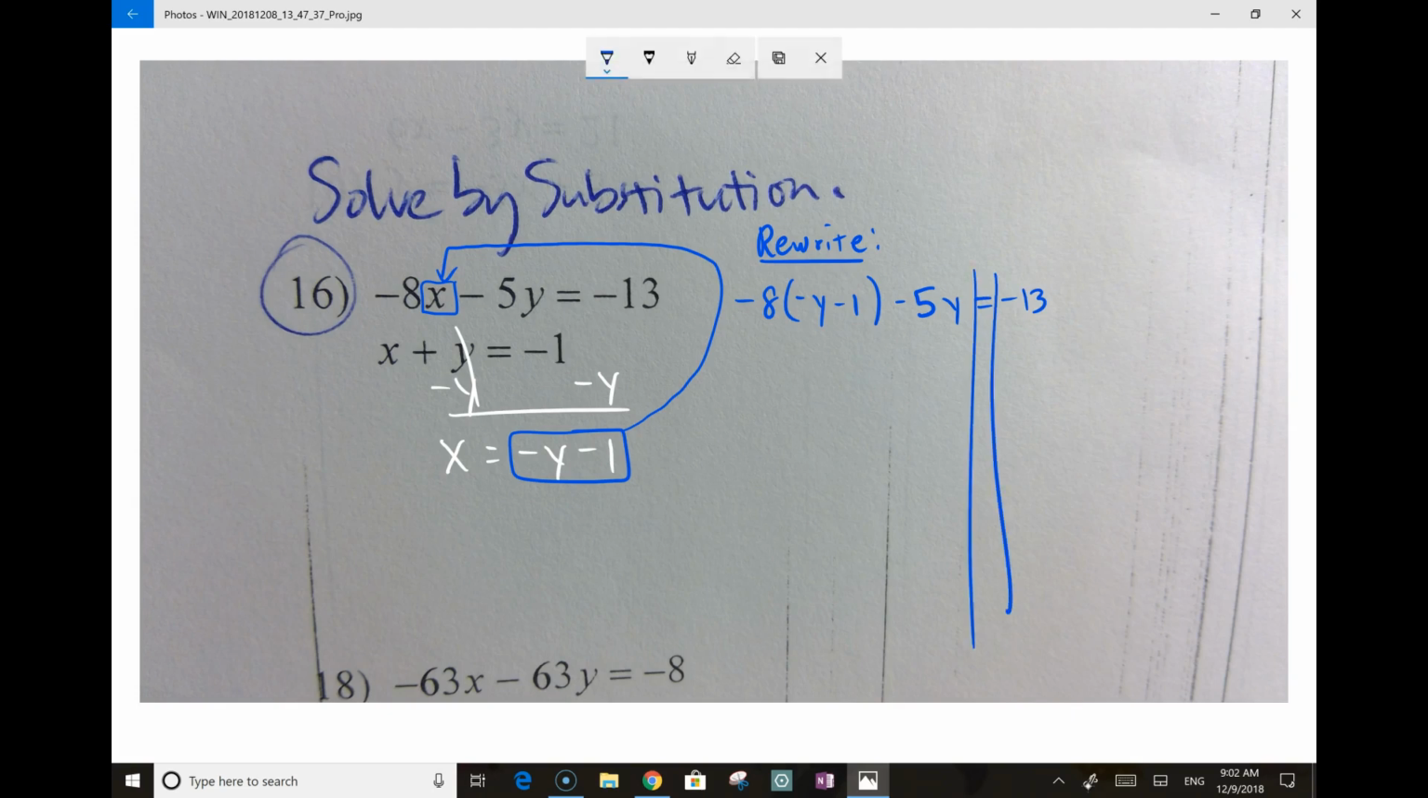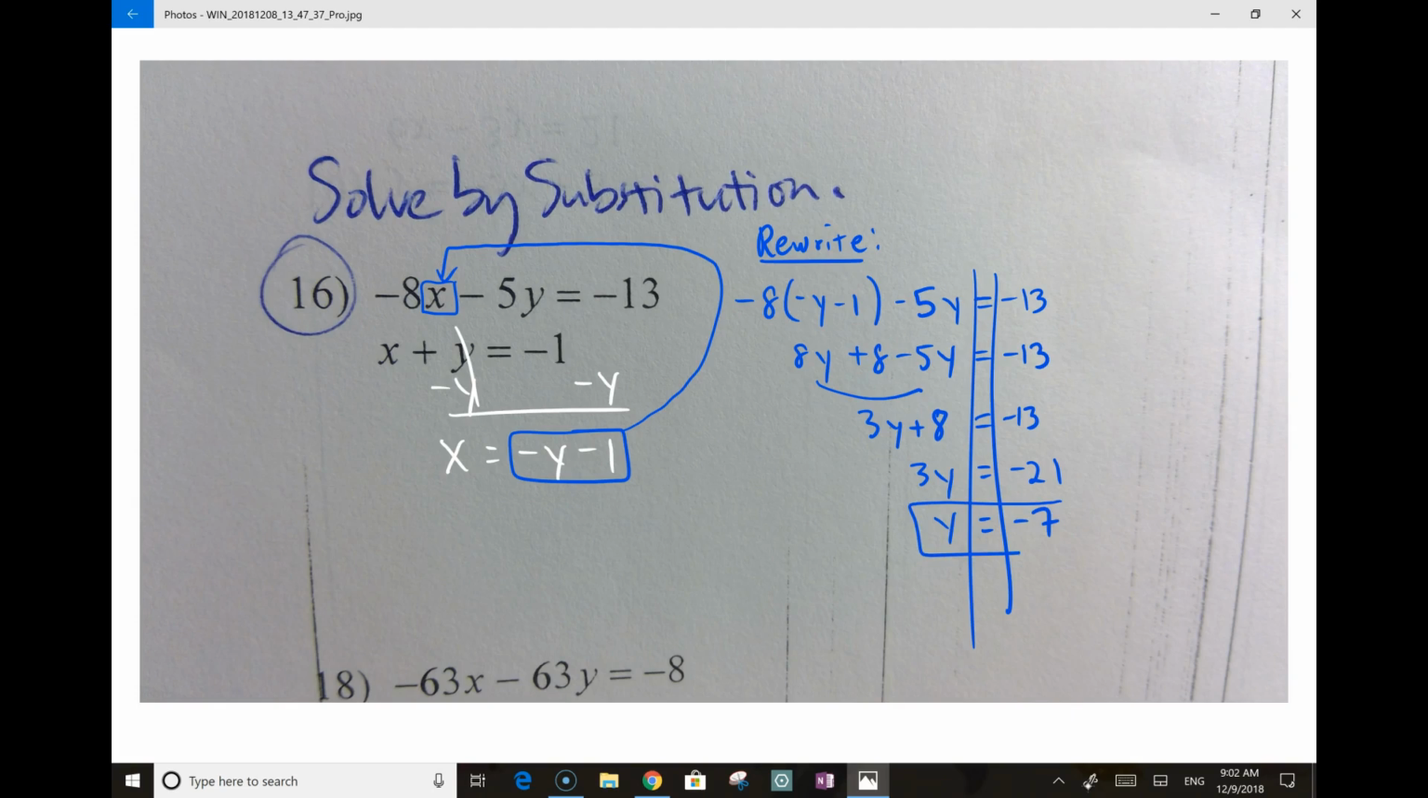And so if I distribute, this would be 8y plus 8 minus 5y equals negative 13. Combining like terms, I would get 3y plus 8 equals negative 13. And subtracting 8 on both sides, I would get 3y is equal to negative 21. Finally, dividing both sides by 3, I would get y is negative 7. So just like that, I have half my answer.